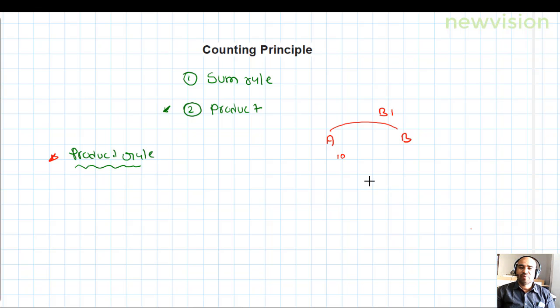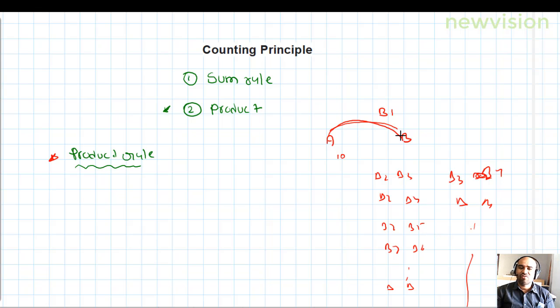So from B to A, what happened? He can't use bus 1. He can use B3, B4, B5, B6, like that up to B10, or B2. All are counted. You need to count, but we can't write all of them directly. So by using the product rule, you can say the answer.